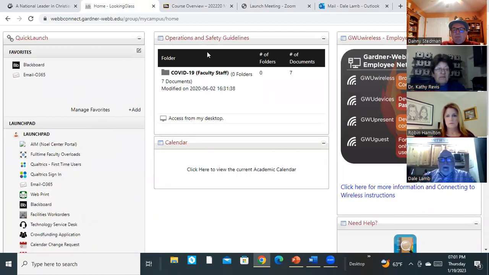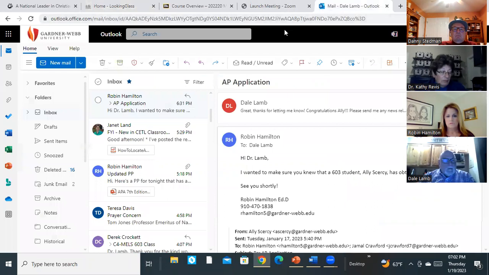But the thing that Dr. Revis reminded me of, which is really, really good, is when you open up your email and you're in Outlook, if you look over here to the left along this menu, if you don't have it expanded, expand your menu. Gardner Webb pays for you to have Microsoft Office. So remember, we only accept work in Microsoft Word or in PDF. You can't use any of the other products, Notepad or any of that other stuff. And I have students say all the time, well, I don't have that. Gardner Webb pays for that.